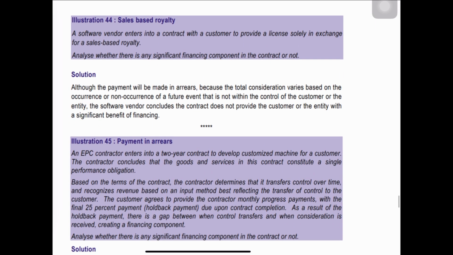Okay, so please go through illustration 44. So here, although the payment will be made in arrear, because the total consideration varies based on the occurrence or non-occurrence of a future event that is not within the control of the customer or the entity, the software vendor concludes the contract does not provide a customer or the entity with a significant benefit of financing. So here also there is no significant financing component.